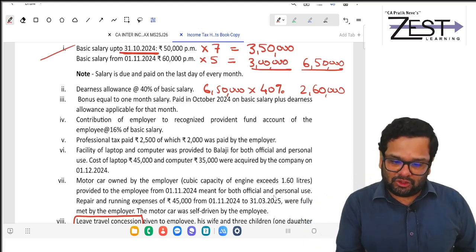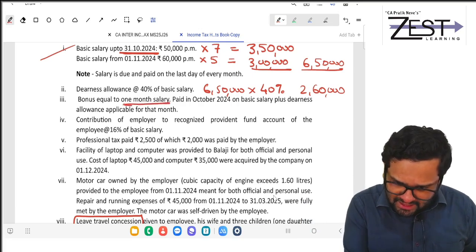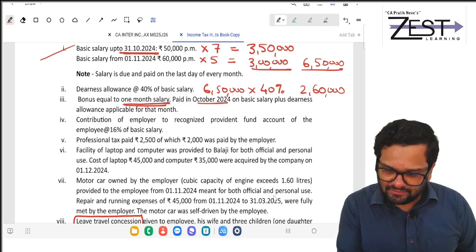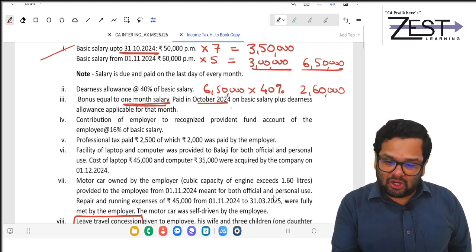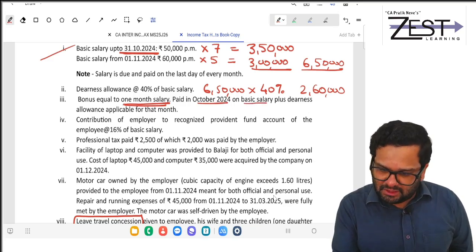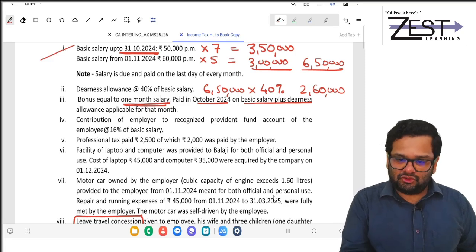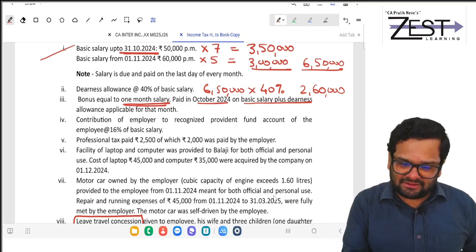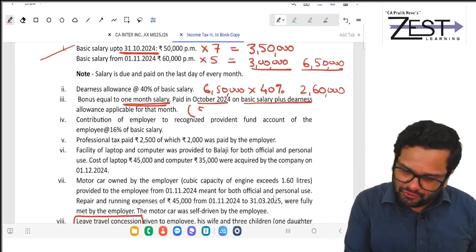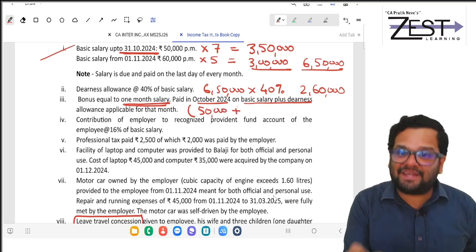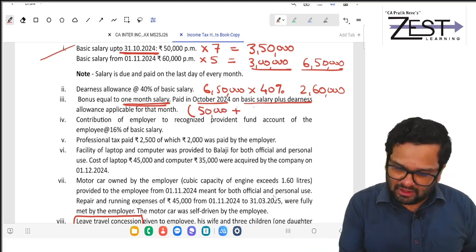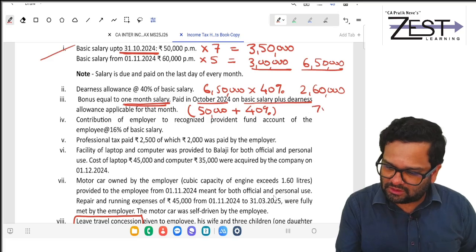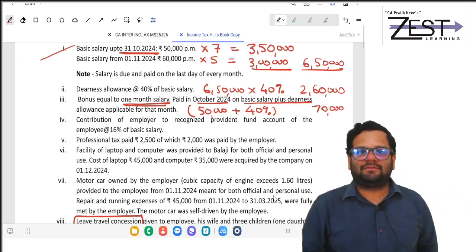See, bonus equal to 1 month salary paid in October. In October, what's your salary? It is paid in October on basic plus DA. So in October, your salary is 50,000. So do 50,000 plus DA. How much is DA? 40%. So what's the total? 70,000.